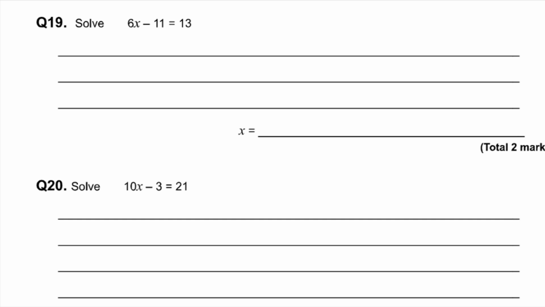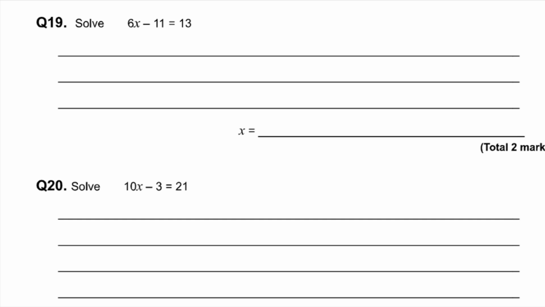Now, when we move on to question 19, this is slightly harder because we've got two things that have been done to x. My value of x has been multiplied by 6, and then 11 is subtracted from it, and the answer is 13. So we have to move the 11 and the 6 away from the x, but which order do we do it in?